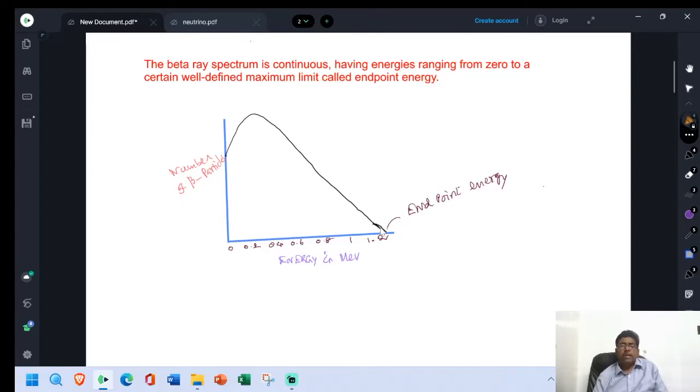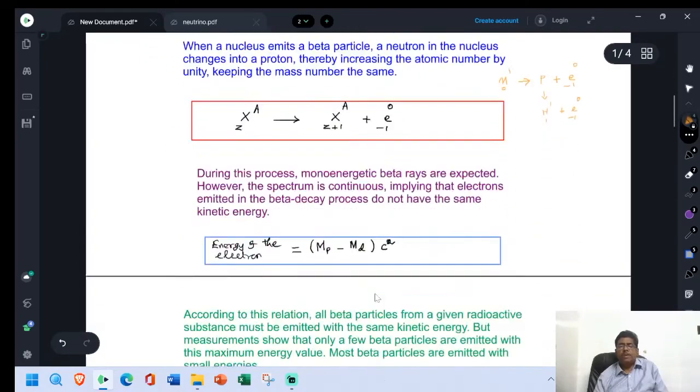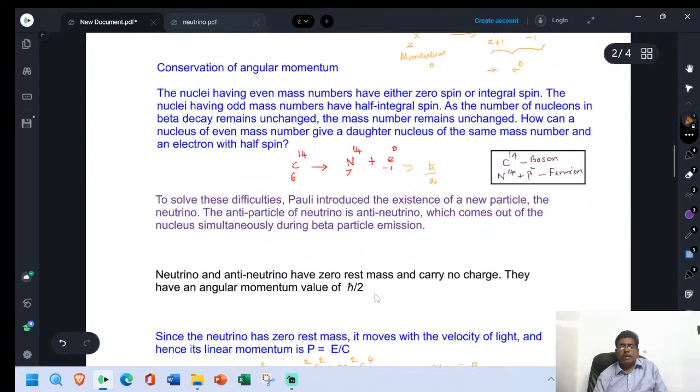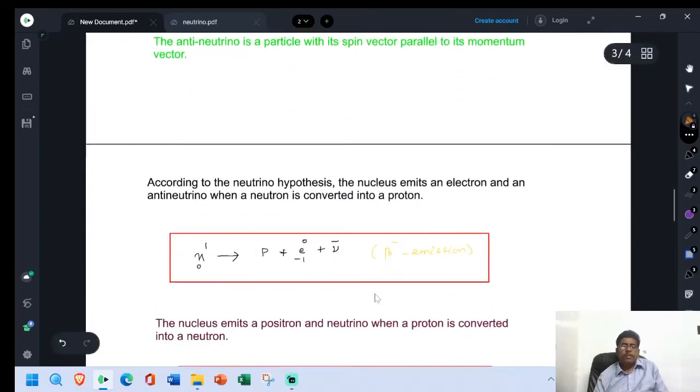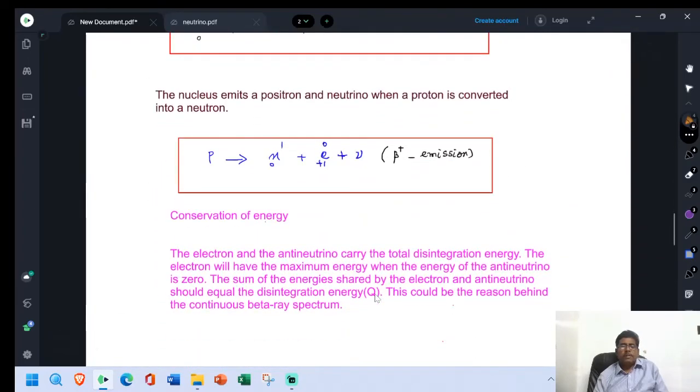In this way, we may get electrons with different energy levels. That means energy from 0 to a maximum endpoint energy. This is the reason for the continuous spectrum. In this way, energy is conserved.